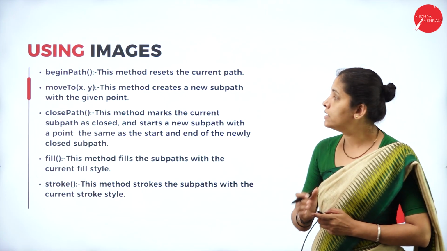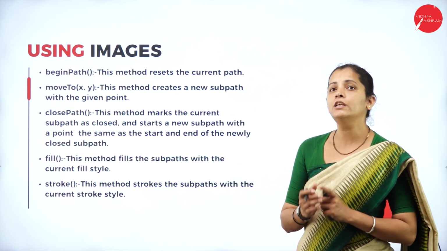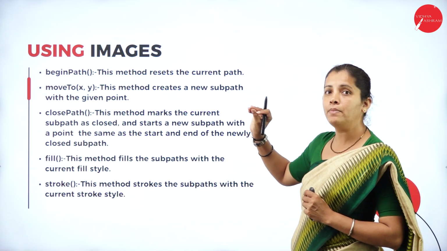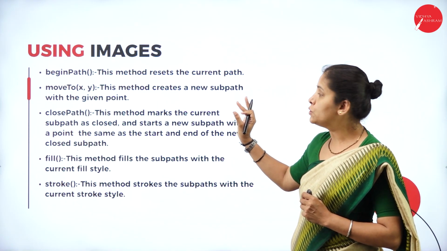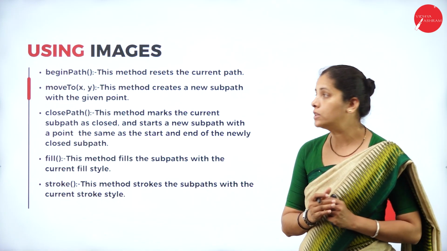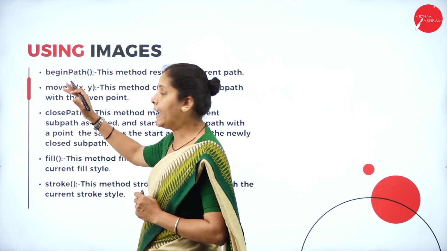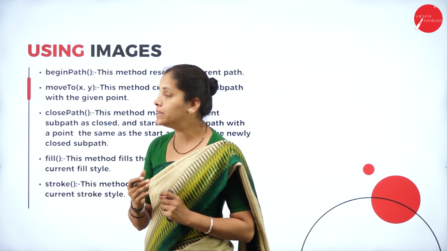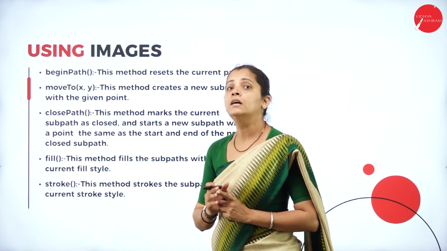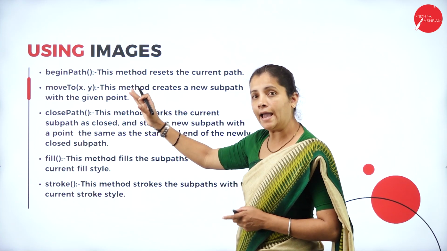Anyway, dear students, at the beginning, I'm going to deal with images, that is, using images. By using canvas, I am able to draw the image. So HTML5 supports some methods to draw the image. That is nothing but beginPath, moveTo with x, y coordinates. Along with that, I'm going to have closePath, fill and stroke. These are some of the image methods supported by the canvas.